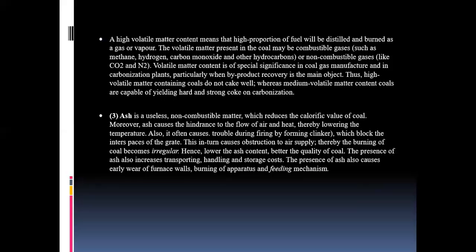Clinkers are nothing but small stone residues. If ash content is more, then clinker formation will be very high, and these clinkers will block the interspaces of the grate. This in turn causes obstruction of the air supply, thereby making the burning of the coal very irregular. Hence, the lower the ash content, the better the quality.